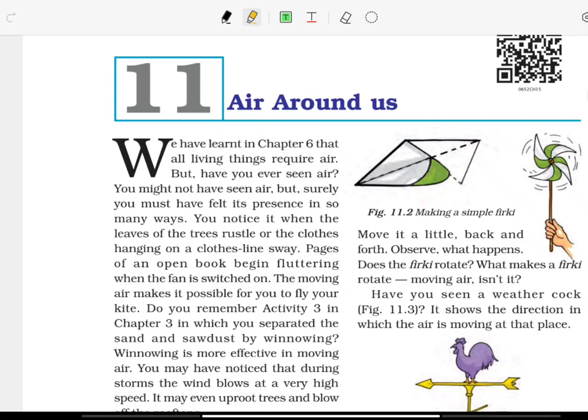Hey guys, welcome to NCERT Science. We are reading Class 6, Chapter 11, Science: Air Around Us. This is the last chapter of Class 6.